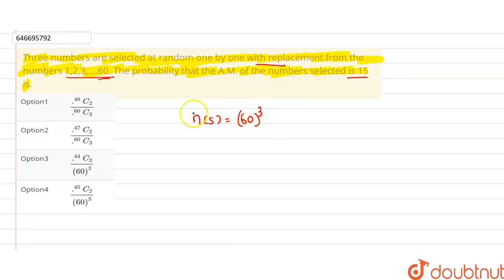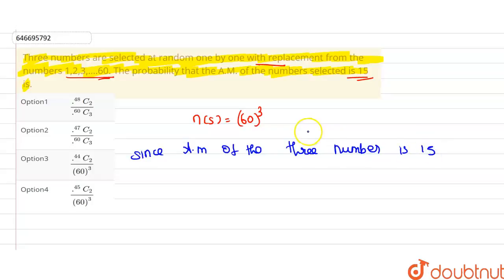Next, since the AM of the 3 numbers is given as 15, their sum will be equal to 15 into 3, because there are totally 3 numbers selected one by one with replacement. So 15 into 3 is equal to 45. 45 is the sum.